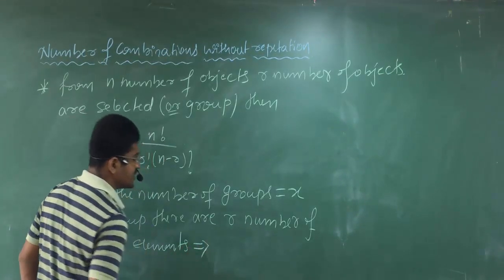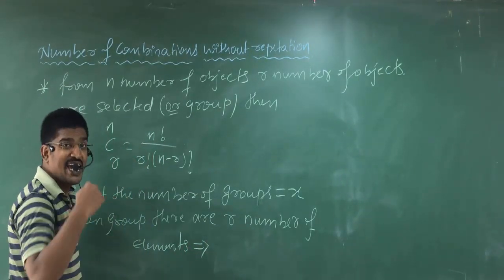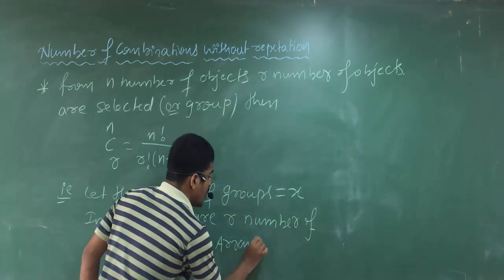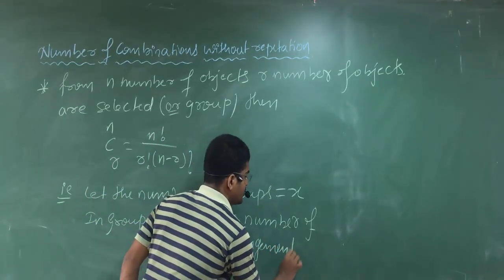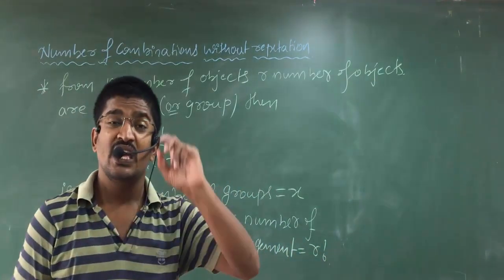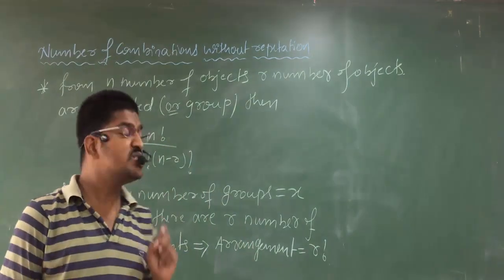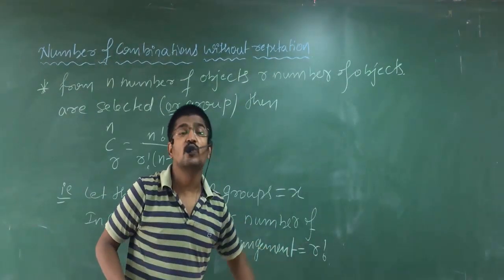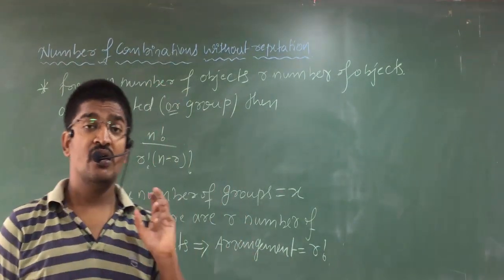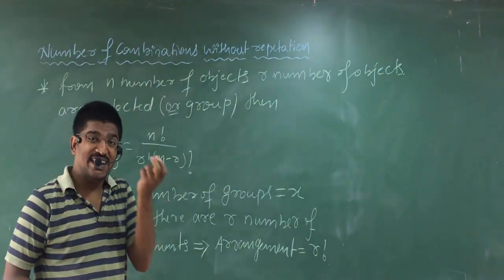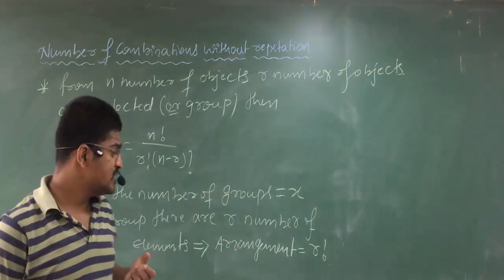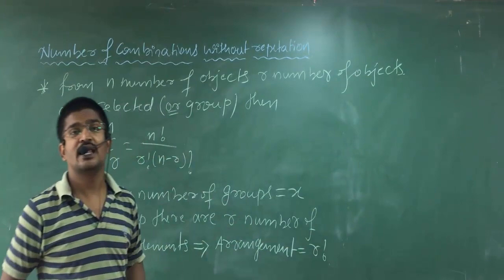This implies that r elements can be arranged, and the arrangement will be equal to r factorial. Clear? In each group, r elements can be arranged in r factorial ways. Are you getting my point? That means we have x number of groups, and in each, r number of elements can be arranged in r factorial ways.